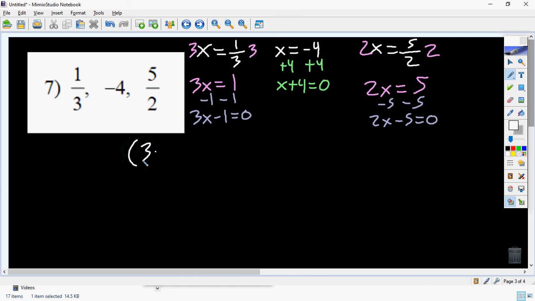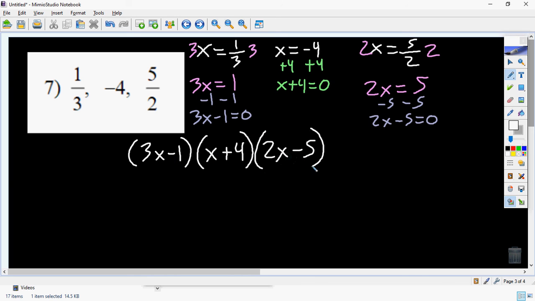I have 3x minus 1. I have x plus 4. And I have 2x minus 5. Those are my factors. Okay? And again, I'm going backwards. So if I go backwards, then instead of factoring, I'm multiplying them out. So I need to multiply these together.